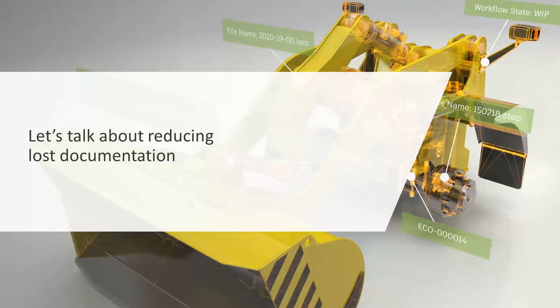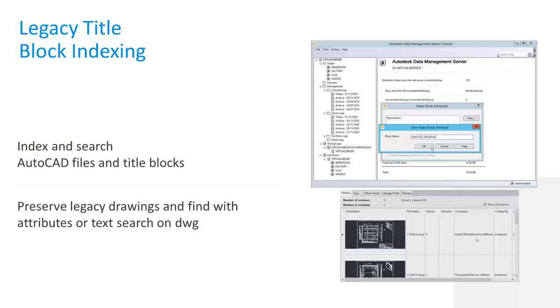Let's talk about reducing lost documentation. What happens when you check a file in? This is where it grabs all the properties. This makes it easier to find your files again.